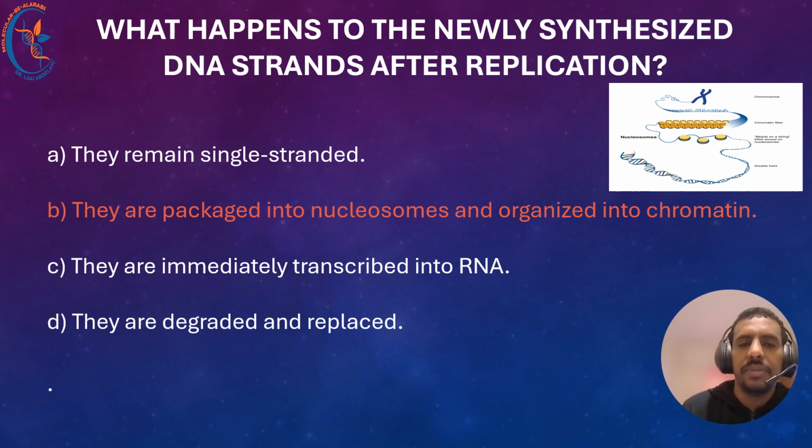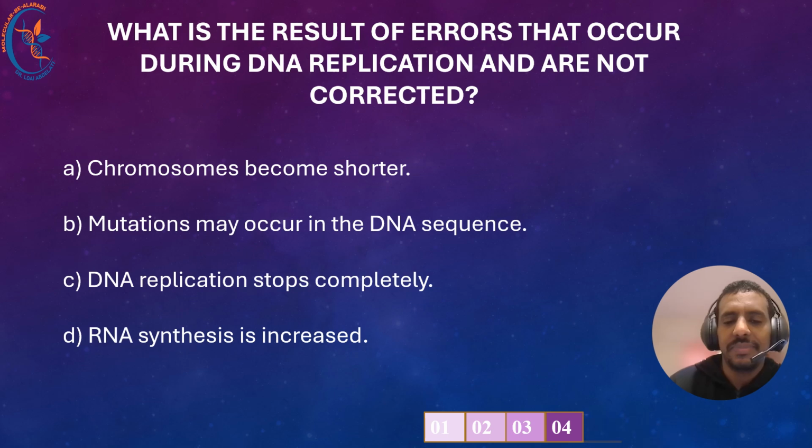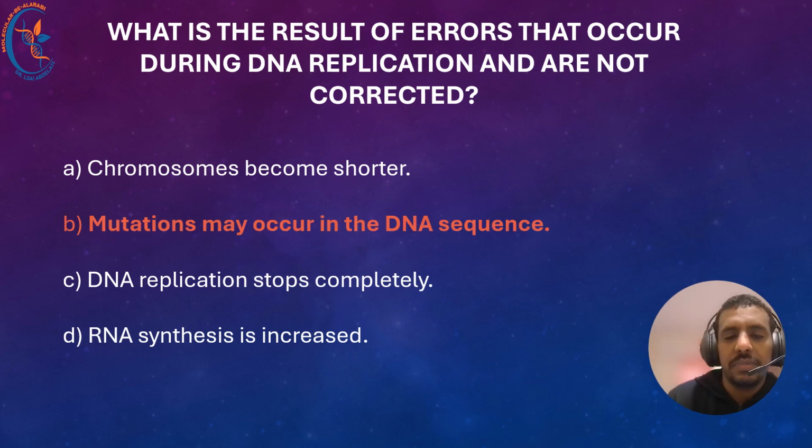All right. Okay, the next question is: what is the result of errors that occur during DNA replication and are not corrected? All right. The correct answer is mutation. Mutations may occur in the DNA sequence, as unrepaired errors in DNA replication can result in mutation.